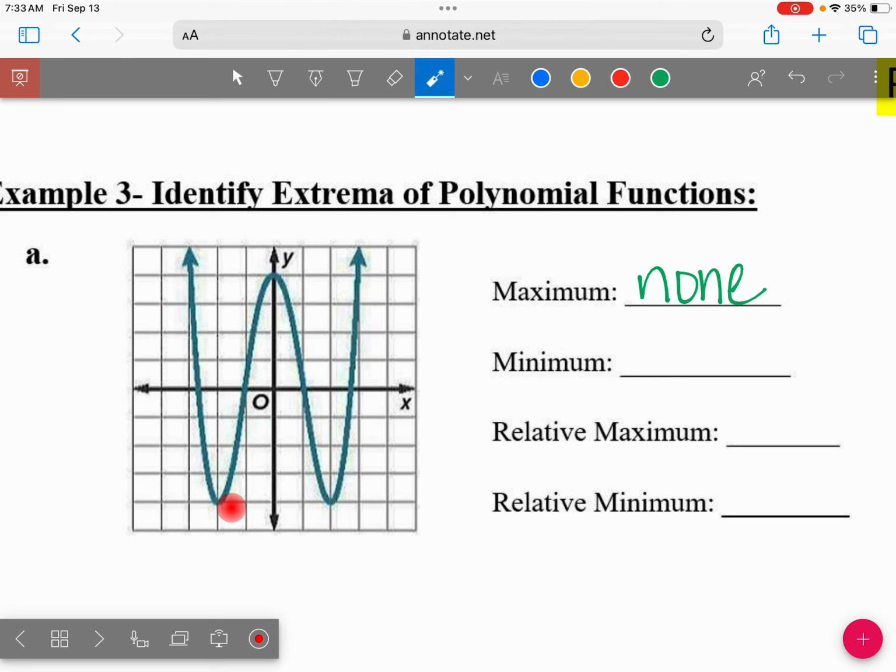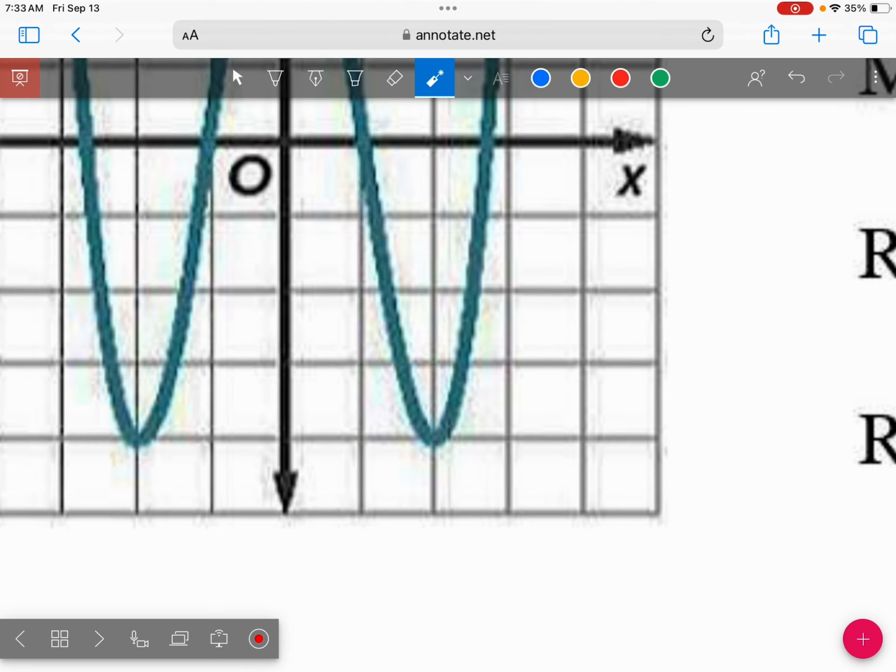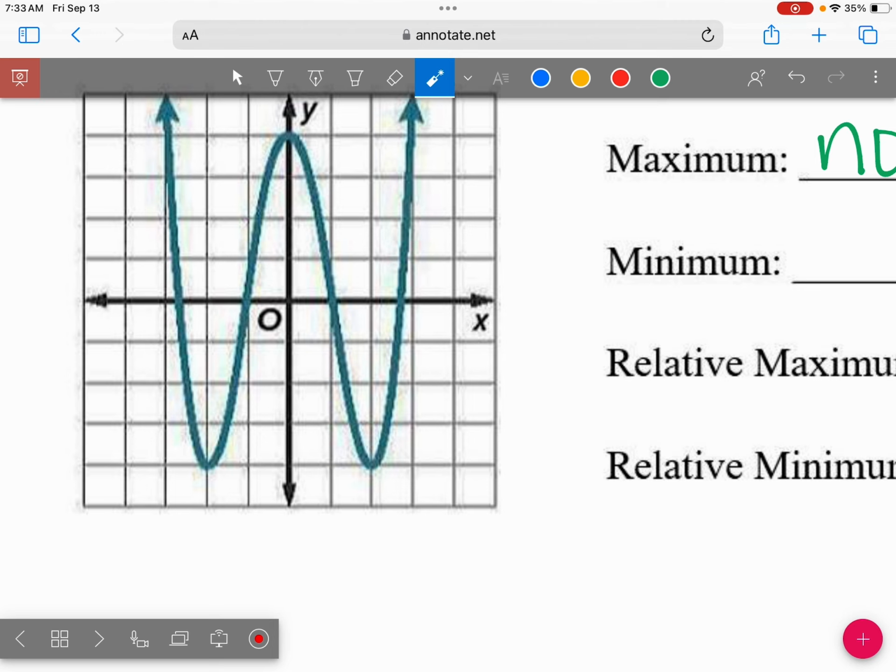Now for this one, can we tell which one is the lowest? It looks to me like they're the same. Okay. So because they're the same, we're going to list them both for minimums and relative mins. So again, any place you see a smile, so we have a smile here and we have a smile here. Both of those would be my minimum and my relative minimum because they're at the same place.